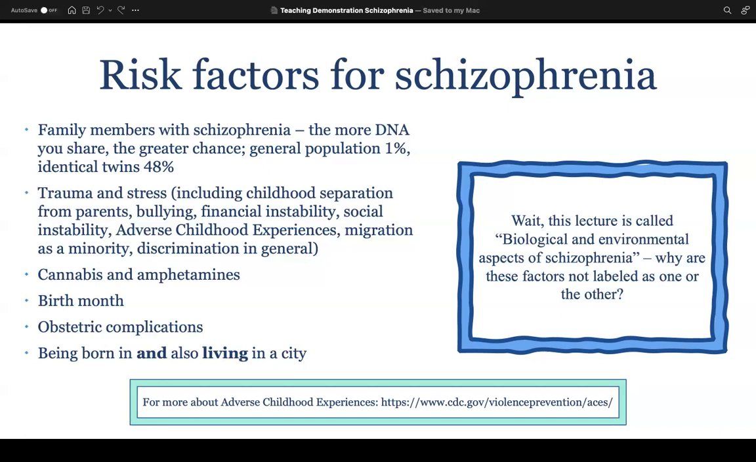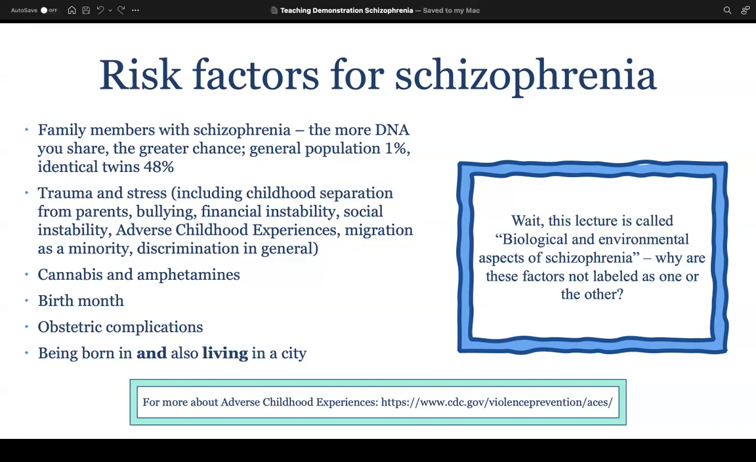So if you think about the multitude of stressors that exist in a city that don't exist in other settings, that poses a risk. Also, there are a lot of pollutants, for example. So there's a lot of things about living in a city that pose a risk.